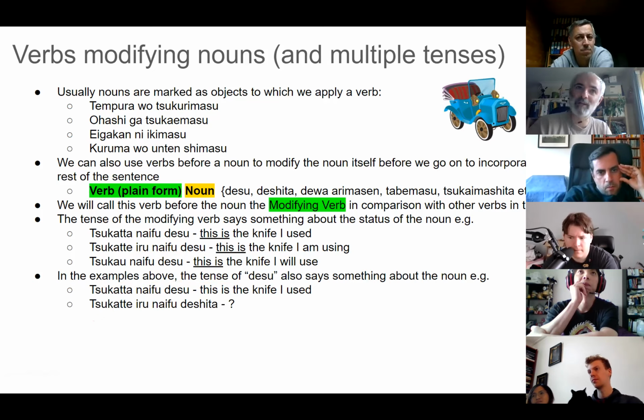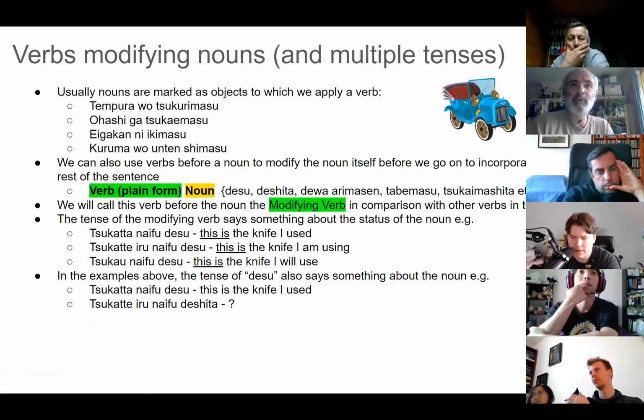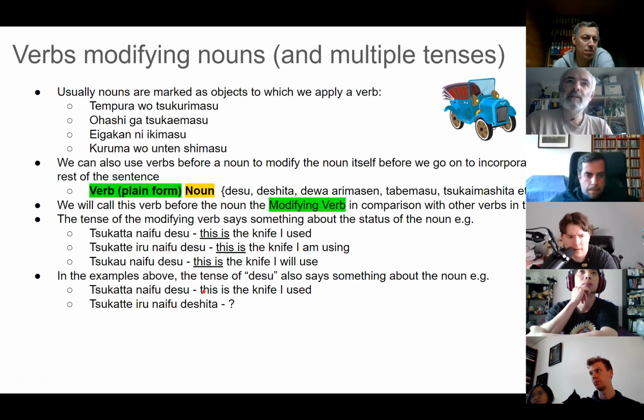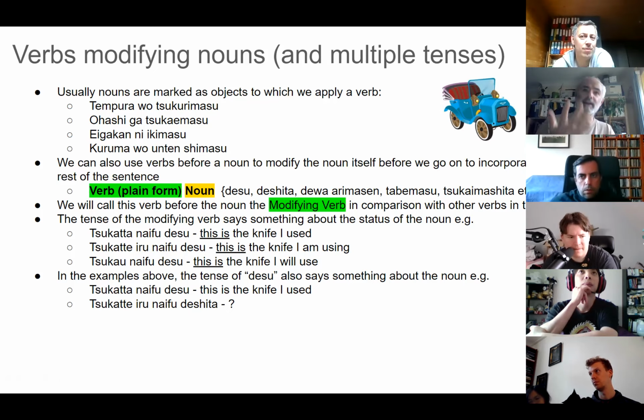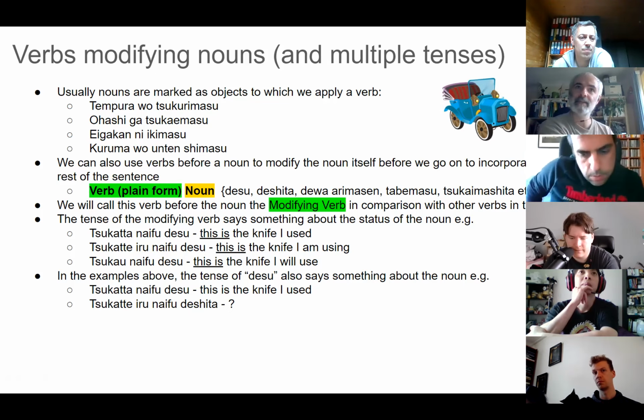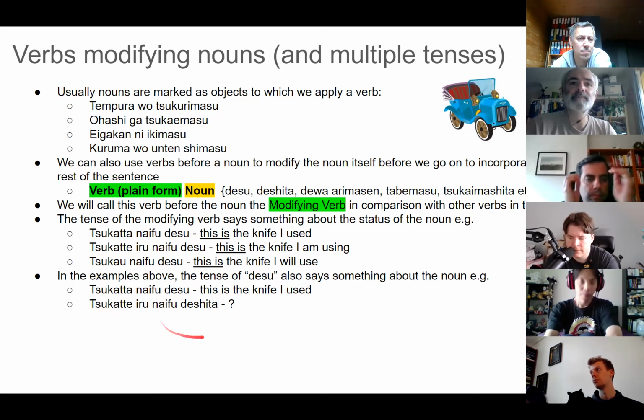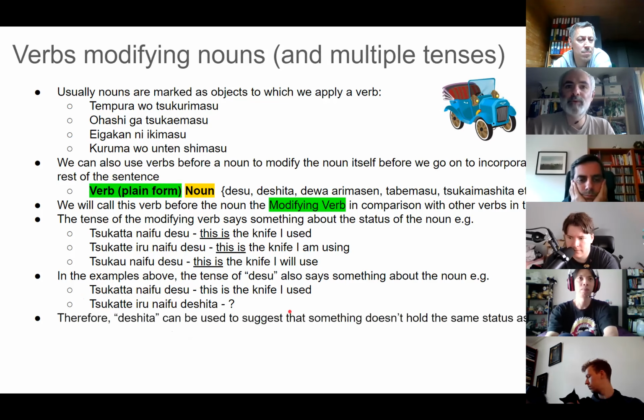Now, sometimes this won't make much difference. But you have to ask yourself, what does it mean if it's deshita? What does deshita mean? How do those two sentences differ? Maybe now you have a new knife. Right. So not now using it anymore. Exactly. I'm not using it anymore, but also I'm now using another one. So it's now kind of cancelling the truth about this statement. It's saying it was, but it's not now. Therefore, deshita can be used to suggest that something doesn't hold the same status as it used to.